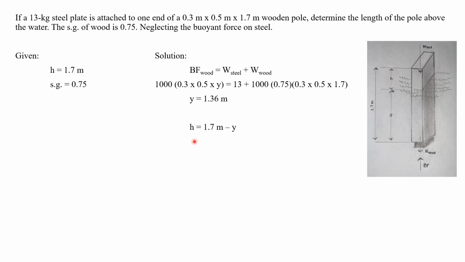We can now identify the height of the pole above the water by subtracting the height submerged in water from the total height. H is equal to 1.7 meter minus y, which is 1.36 meter. Therefore, H is equal to 0.34 meter.